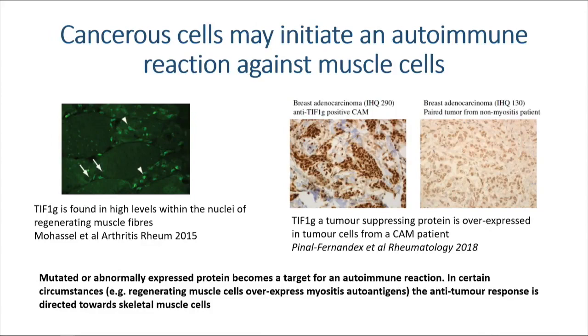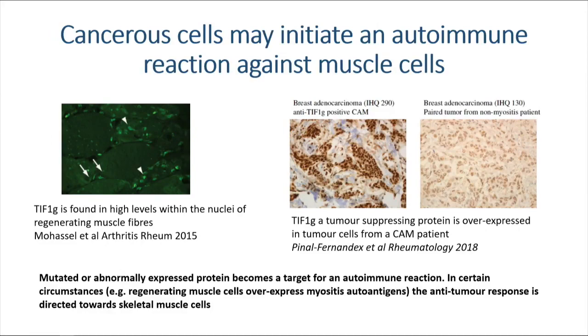And then there's a very nice study that was published earlier this year, and similar studies have been published in scleroderma. This group, a Spanish group, were able to get tumor tissue from patients with dermatomyositis who'd had cancer, and retrieve that tissue. They'd done some nice studies that showed that TIF1 was expressed at high levels in the tumor tissue. And not only that, they looked at the TIF1 gene, and they found mutations within the TIF1 gene.